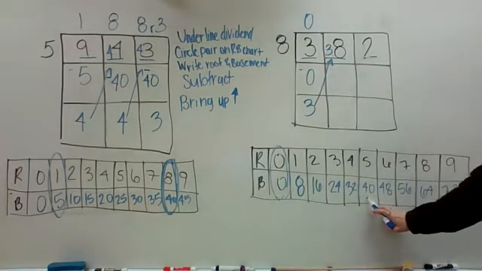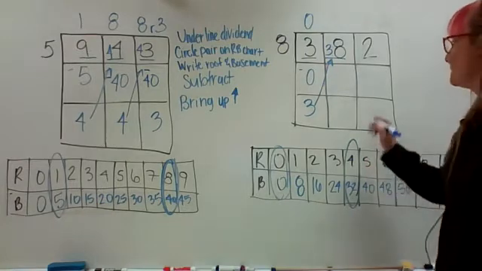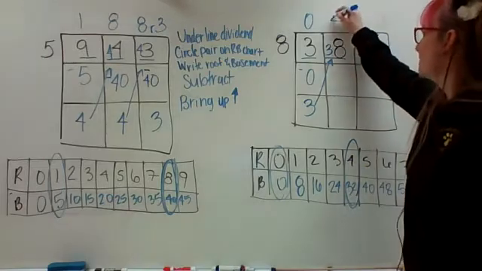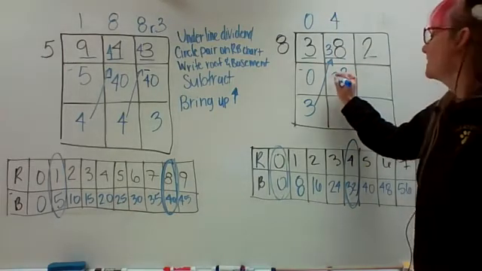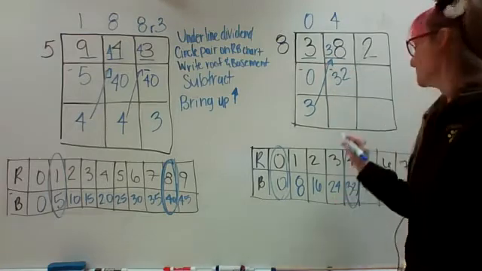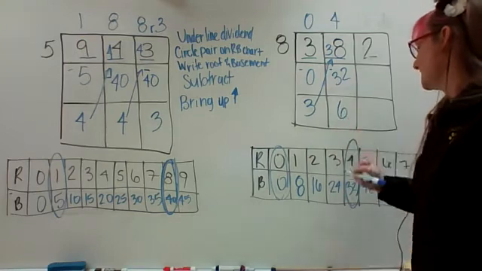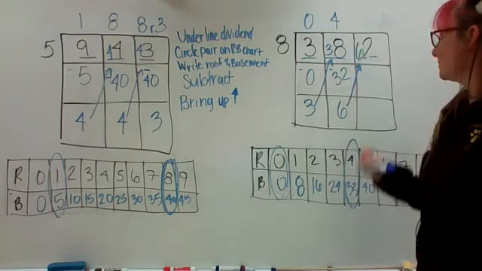I see that 40 is too big, so I'm going to jump back to 32, put a 4 on my roof and a 32 in the basement. Then I am going to subtract. 38 minus 32 equals 6. So I'm going to bring that 6 up.